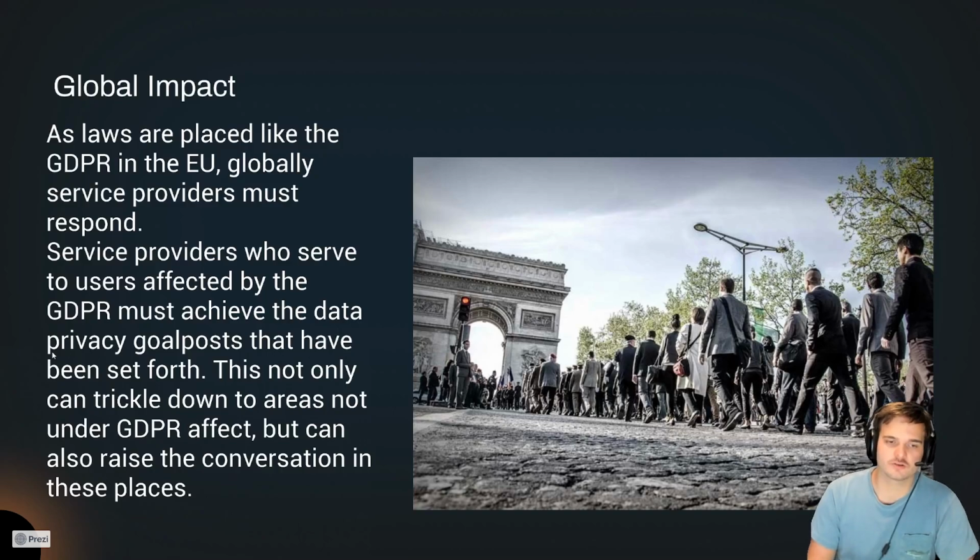Additionally, the GDPR also helps us raise this conversation in places where the GDPR doesn't cover. So places like the United States. And a lot of companies are resistant to implementing GDPR protections for all of their user base across the entire globe because it requires extra cost and due diligence on their side. It's much easier for them to just implement it in the European Union where they serve the European Union users. So let's move on.